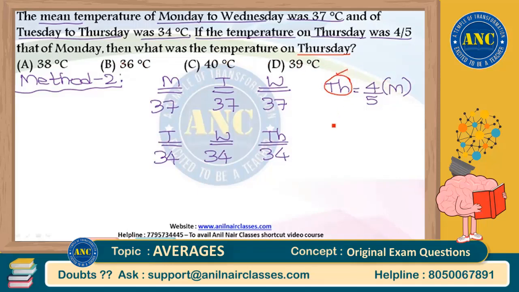If the right hand side has to become a whole number, this 5 should cancel out. That means the Monday value should be a multiple of 5. Then only it will happen. Monday should be a multiple of 5. If Monday is not a multiple of 5, this 5 in the denominator will not cancel and the right hand side will not become a whole number. I believe that you are understanding. That means Monday as of now is 37.